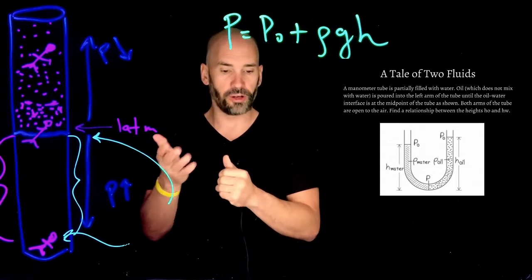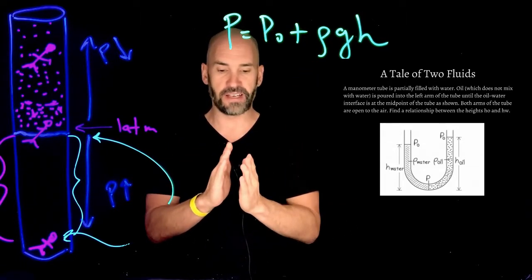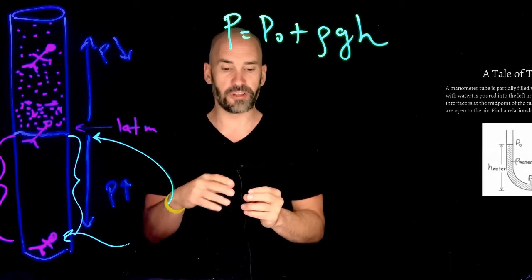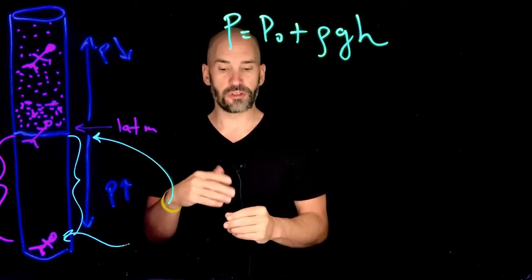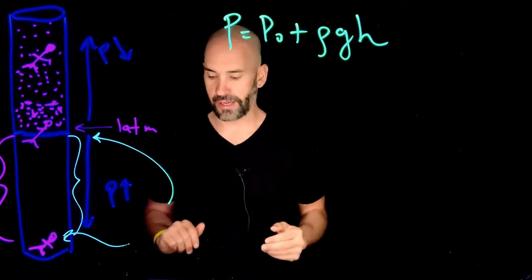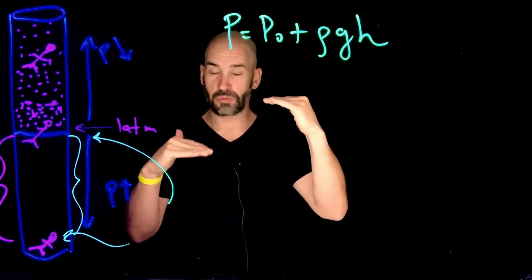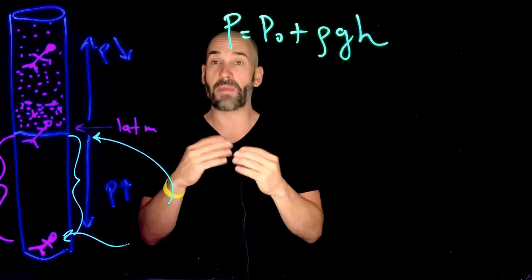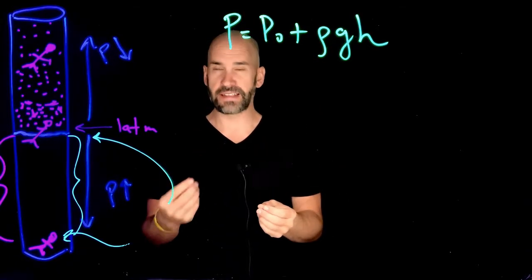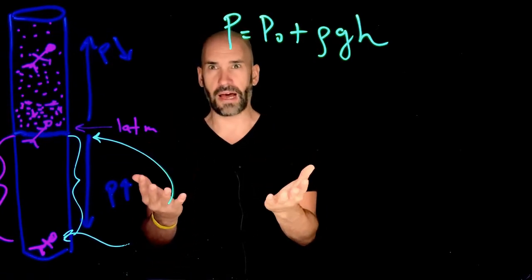Okay, so oil, which does not mix with water, is poured into the left arm of the tube until the oil-water interface is at the midpoint of the tube as shown. Both arms of the tube are open to the air. Find a relationship between these two heights. Okay, I am going to argue that once we find a relationship with these heights, we can use this manometer to be able to find the density of other fluids, as long as we know the density of water. And I'm going to show you how that is in a second.